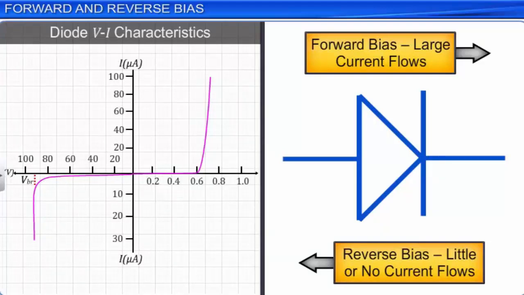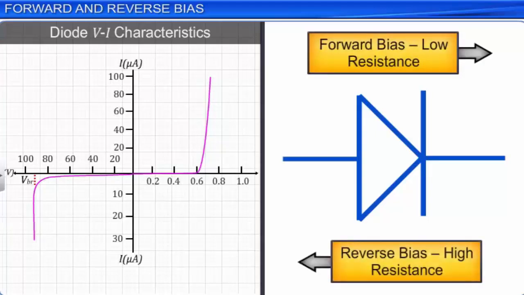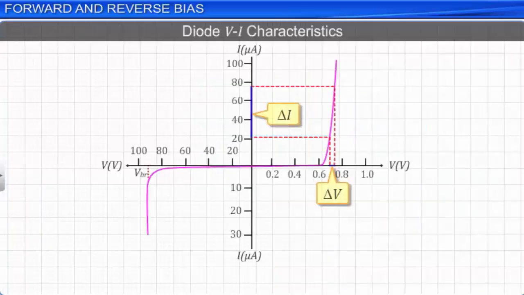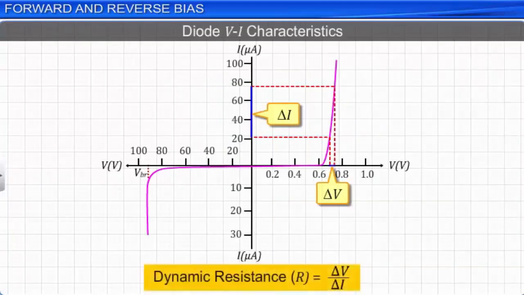It allows little or no current to flow, or we say does not conduct, in the opposite direction when it is in reverse bias. We can also say that a forward biased diode offers low resistance, while a reverse biased diode offers high resistance to the flow of electric current. A diode is said to offer dynamic resistance that changes with applied voltage. The dynamic resistance R of a diode is given by a small change in applied voltage delta V divided by a corresponding small change in current delta I.